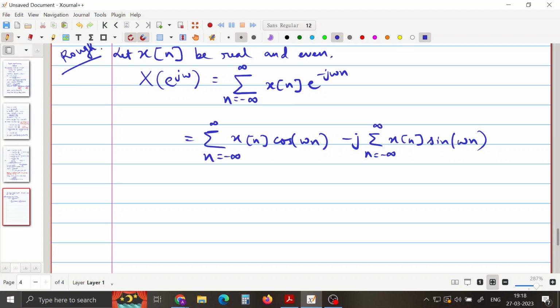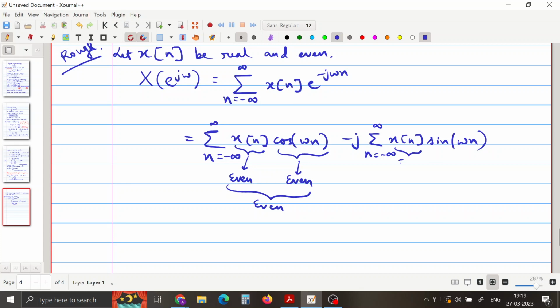Now x of n is even in our assumption. Let x of n be real and even. Fine. Cos of omega n, the cos function, we already know is even. Now the product of two even functions is also even. So overall, even. Good.